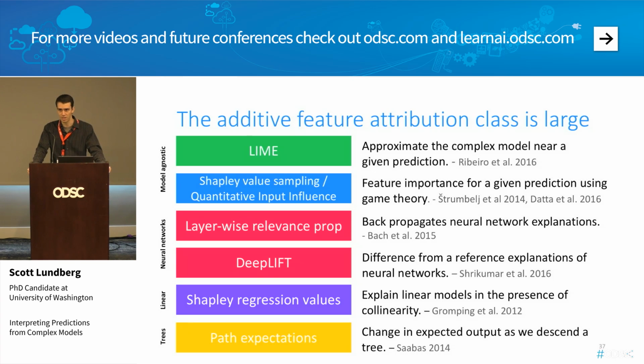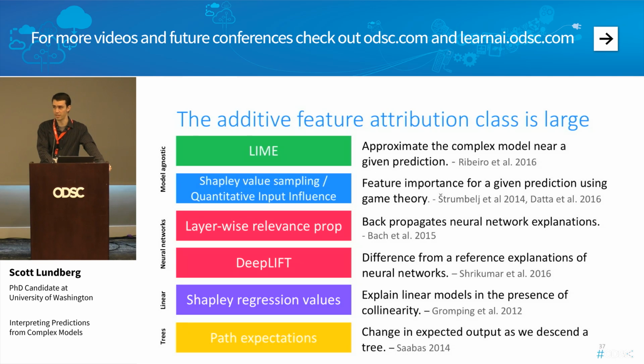Layer-wise relevance propagation and DeepLIFT are both things that essentially run a forward pass through any deep learning model you might have, and then backprop through the network differences from some reference value, and end up at your inputs with some kind of importance for every input when it changes from a reference value to the current input value. Okay? And then Shapley regression values are related to, again, the Shapley values from game theory. And the path expectations are the ones that are currently implemented in XGBoost that I just talked about. Okay? All right, so that's the first thing.